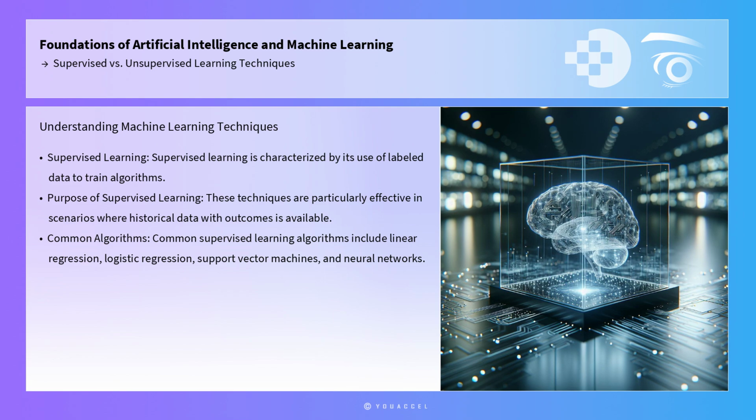Supervised learning is characterized by its use of labeled data to train algorithms. This means that each data point is associated with a specific output, allowing the model to learn the mapping function from inputs to outputs. Common supervised learning algorithms include linear regression, logistic regression, support vector machines, and neural networks. These techniques are particularly effective in scenarios where historical data with outcomes is available, such as predicting house prices or classifying emails as spam or not spam.